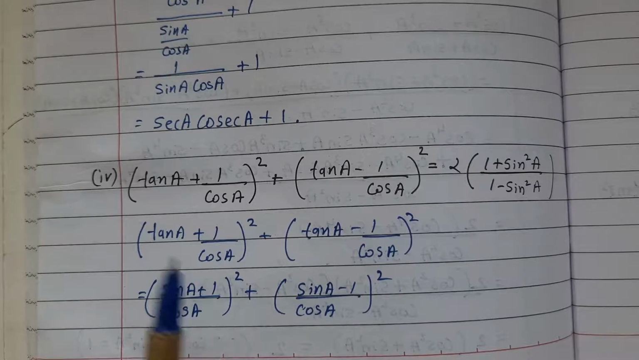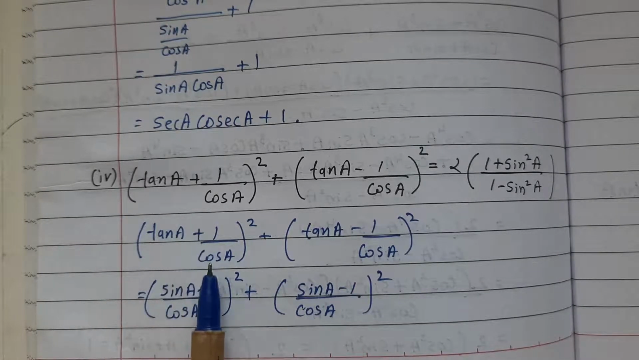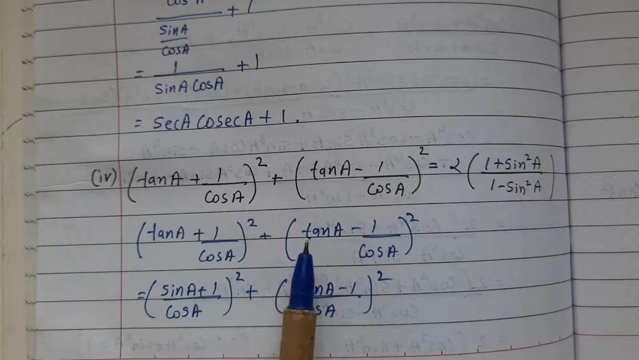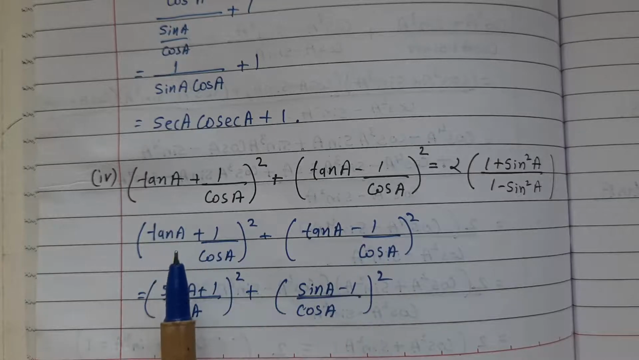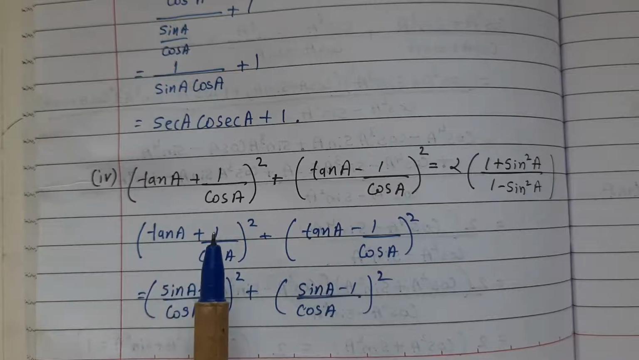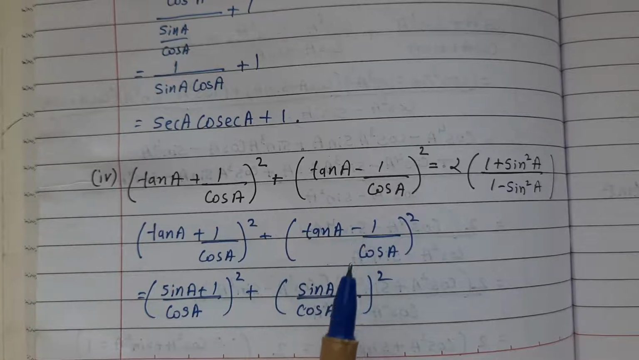Fourth part, left hand side is equal to (tan A plus 1 upon cos A) the whole square plus (tan A minus 1 upon cos A) the whole square. Okay, tan A is sin A upon cos A. So, the LCM is cos A. So, (sin A plus 1) the whole upon cos A, the whole square, plus (sin A minus 1) upon cos A, the whole square.